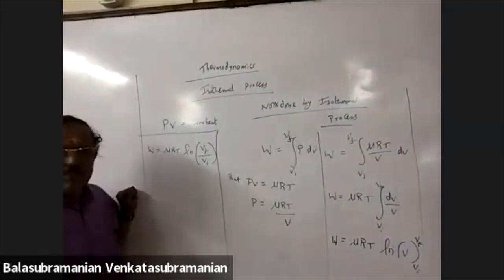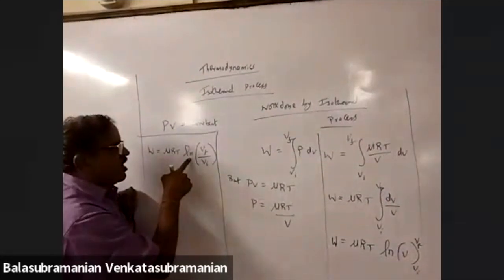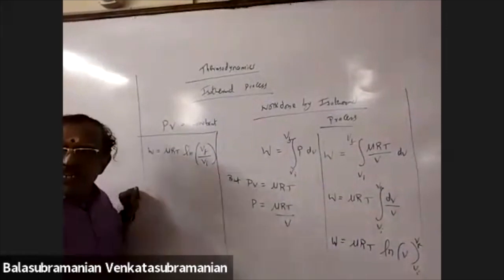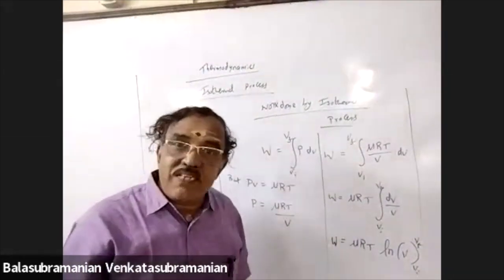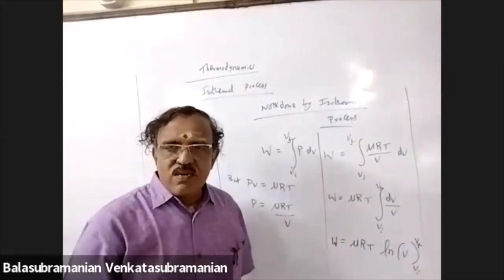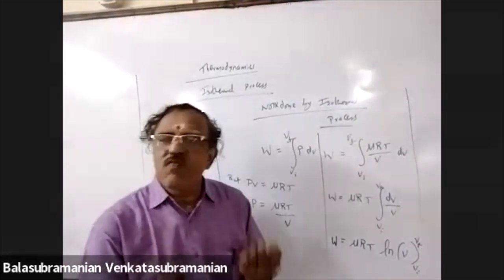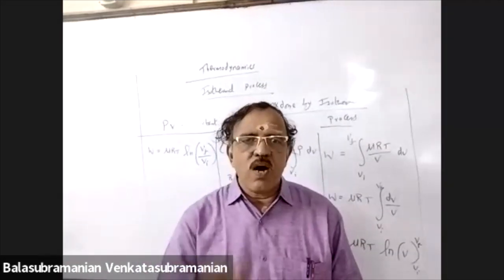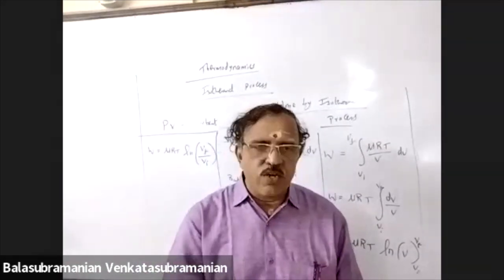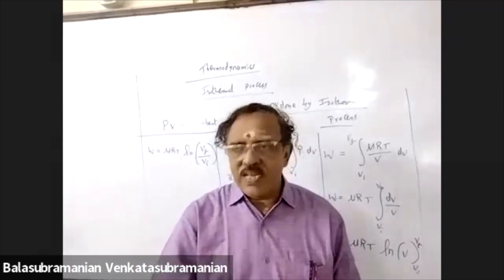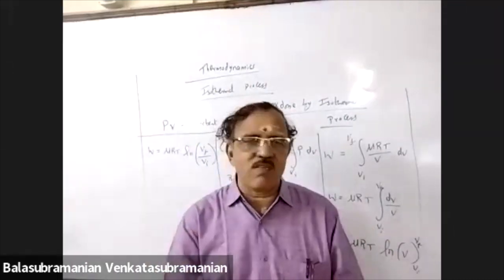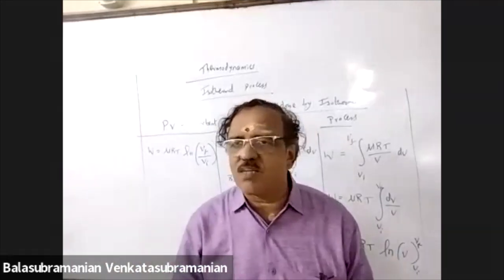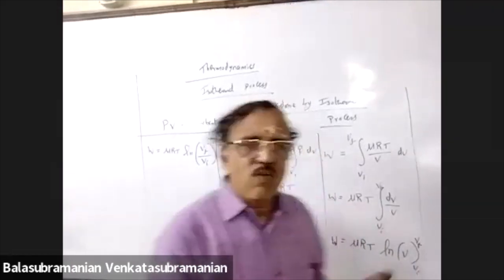Simply mu RT ln Vf by Vi. Sir, I need to convert this in terms of log to the base 10, because when you are doing the problem, the volume is 3 times the initial volume, pressure 5 times, like that, and they are giving the values. You have to use log to the base 10 only. In that case, natural logarithm will not serve the purpose. So you have to convert. How to convert?